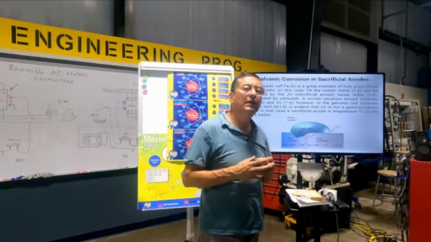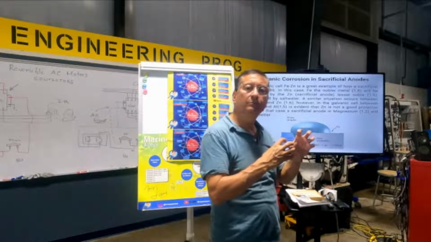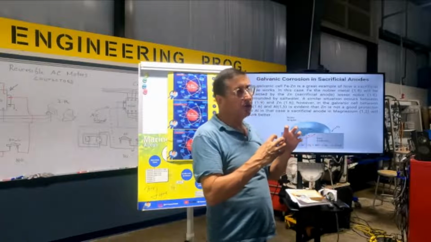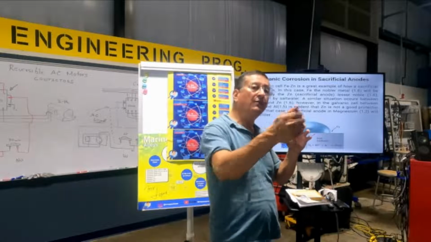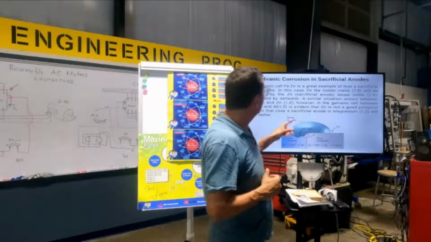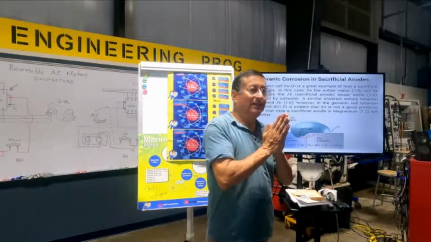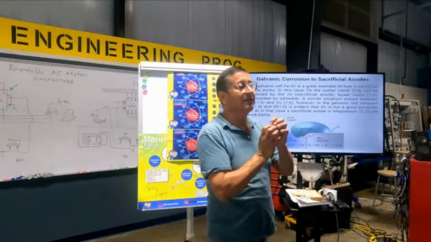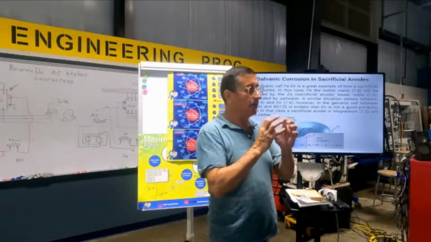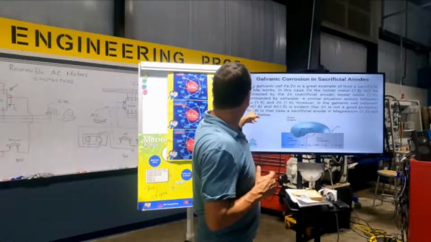Can I protect a piece of iron with a zinc anode? Yes, because the zinc is less noble and will be attacked by the oxygen and protect the iron. But if I put iron together with zinc, the iron will attack the zinc. The zinc will be eroded, and the iron will be in perfect condition. That's okay? Both scenarios.